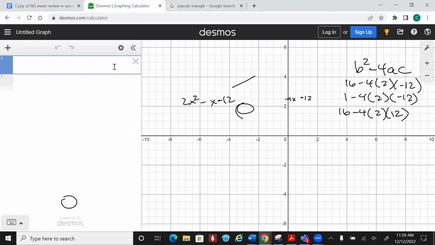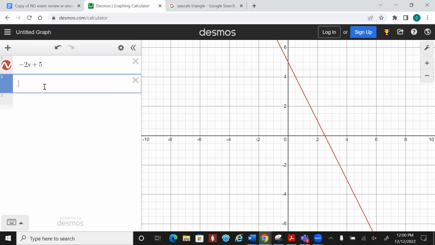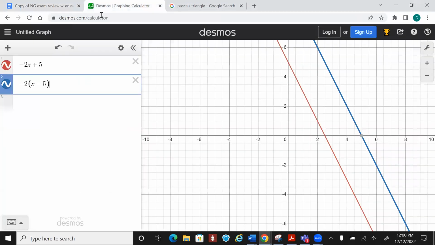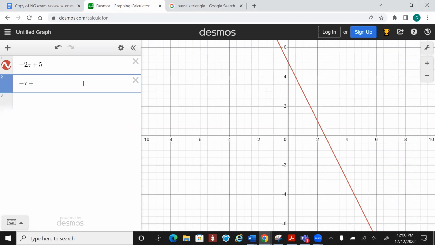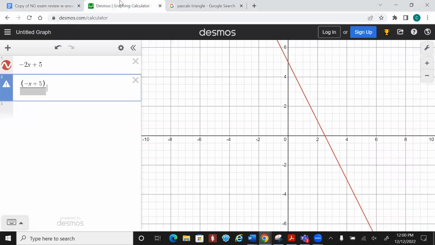So we got negative 2x plus 5. And then what was the other one? Negative 2x minus 5. Is that for D? Negative x plus 5 over the square root of 2. Okay, so watch. We know that that's the answer, right?